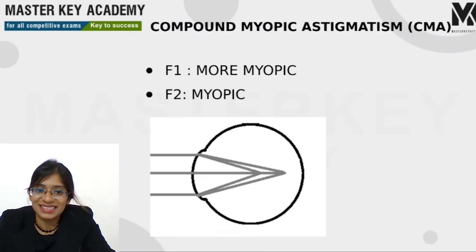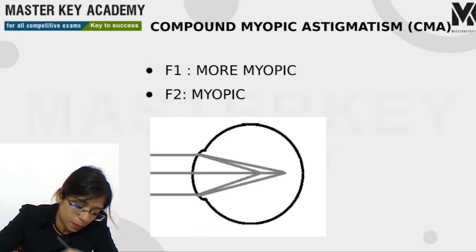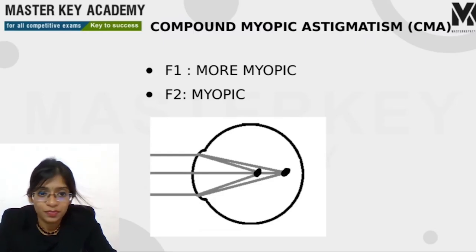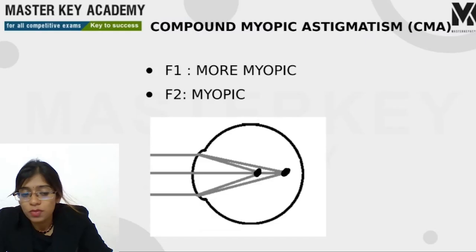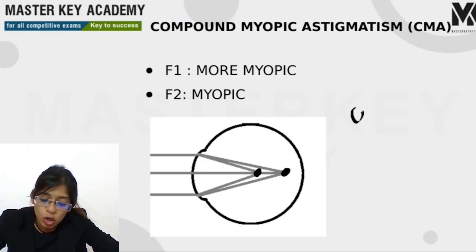Compound myopic astigmatism. Look here, in this kind of astigmatism, some light rays have focused here and some light rays have focused here. Okay, but the two images formed, they both are in front of the retina. So I would call it as a compound myopic astigmatism.